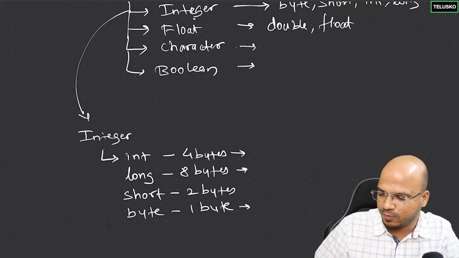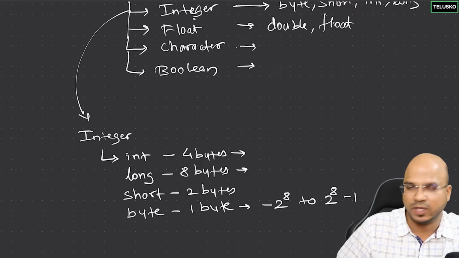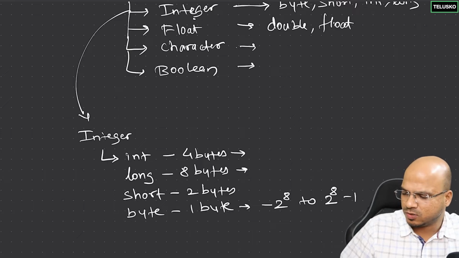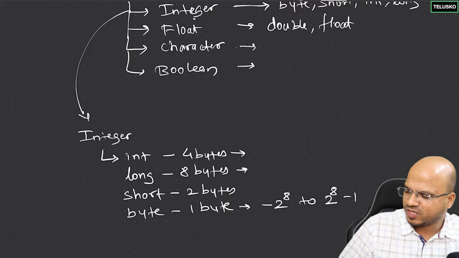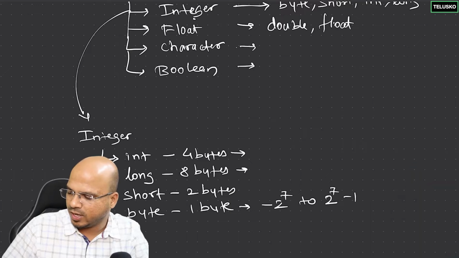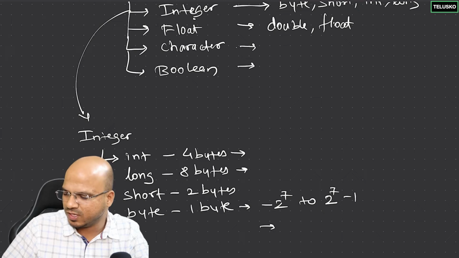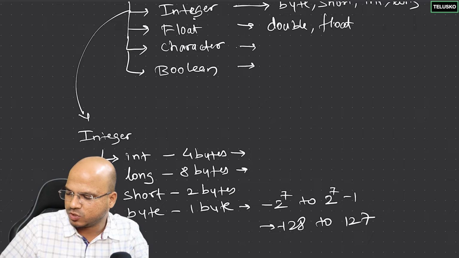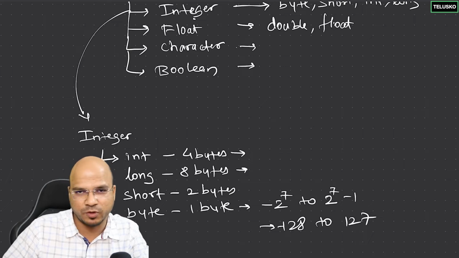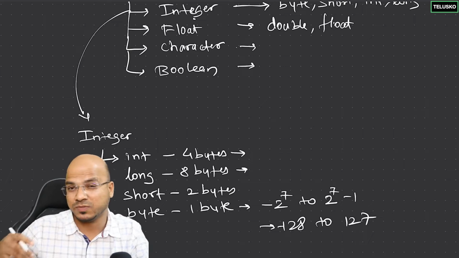So we do it with the help of, it goes from negative values, right? So it is minus 2 raised to 8 to plus 2 raised to 8 minus 1. Okay, so what is 2 raised to 8? Oh, we're starting with a negative value, right? So it is 2 raised to 7 and 2 raised to 7. And the range, so how do we calculate it? 2 raised to 7 is 128. So it starts from minus 128 to plus 127. So 128 minus 1, 127. That's how you can calculate the range for all the other numbers.